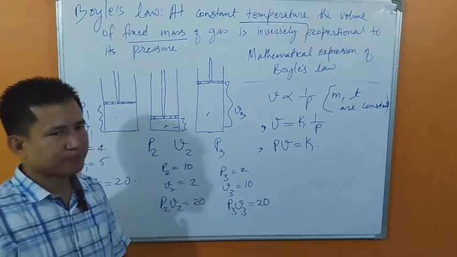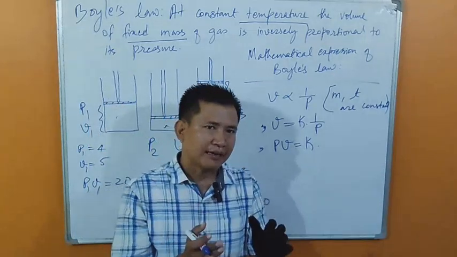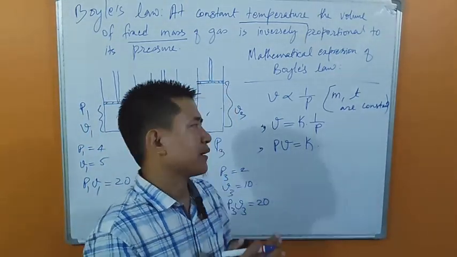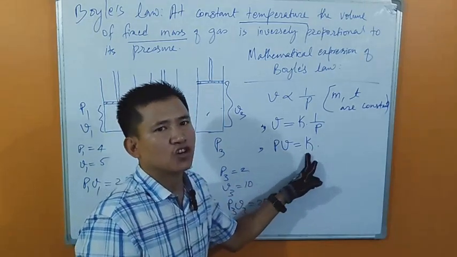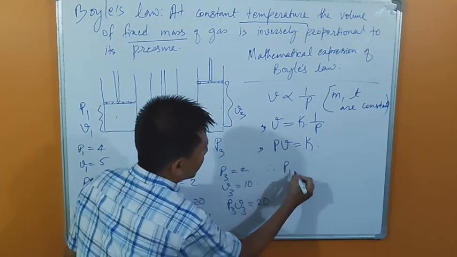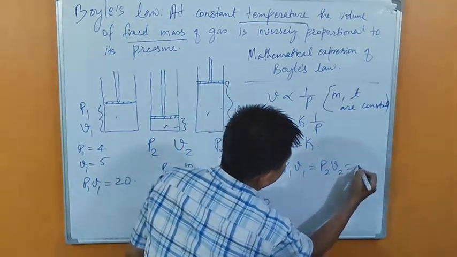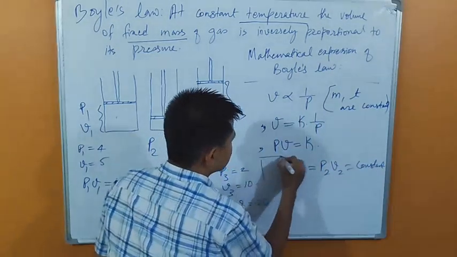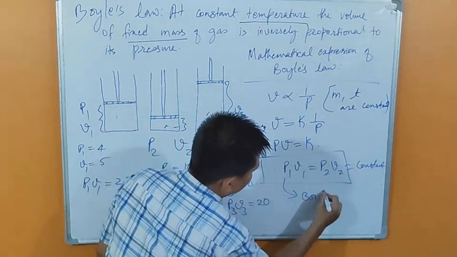This means whenever you change pressure, volume also changes, and the product of pressure and volume will always remain the same, which means the product of pressure and volume is always constant. From here you can say, therefore, P1 V1 equal to P2 V2 equal to constant. This is the equation of Boyle's law.